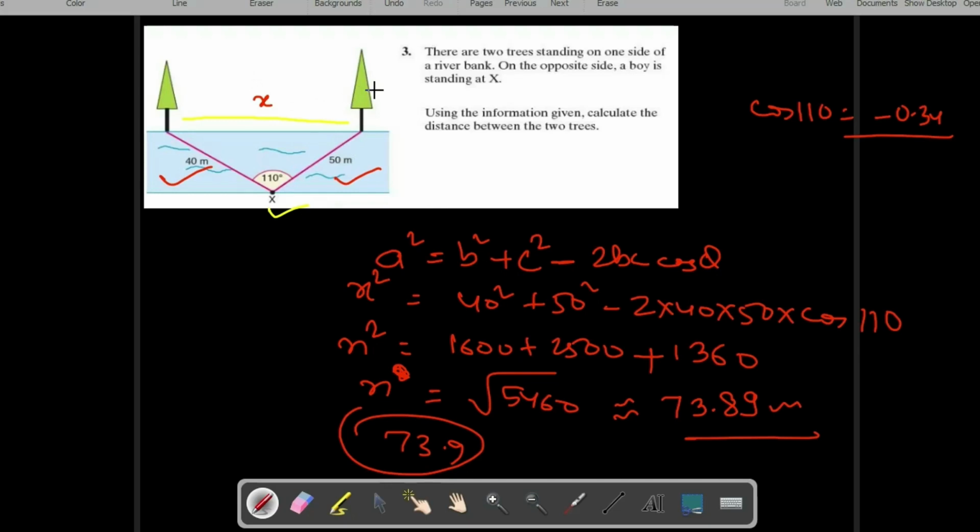In this case also, what we did was check the relation here: three sides and one angle. That means we can go ahead and use the cosine rule. We implemented the cosine rule, and we identified that in the second quadrant cos will be negative. That's why cos 110 is minus 0.34.